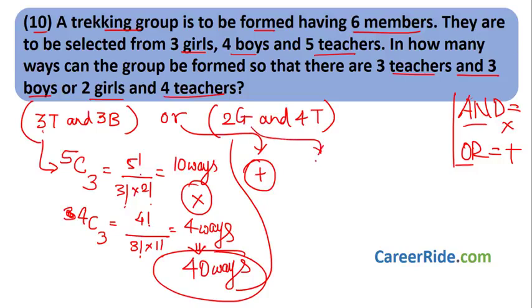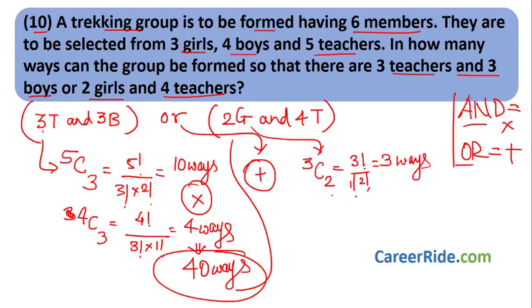We want to select 2 girls. How to select 2 girls? How many girls are there? 3 girls. Out of that we need to select 2 girls. Select means combination. 3 factorial upon 3 minus 2 factorial, which is 1 factorial, into 2 factorial. We will get the answer as 3. Okay, then these are 3 ways.